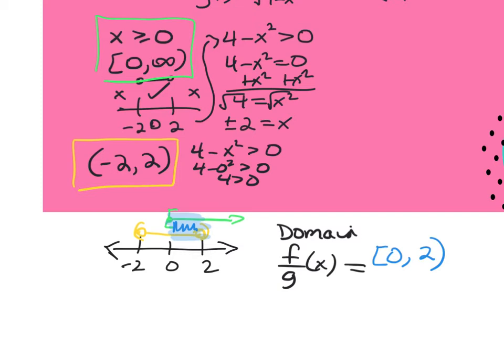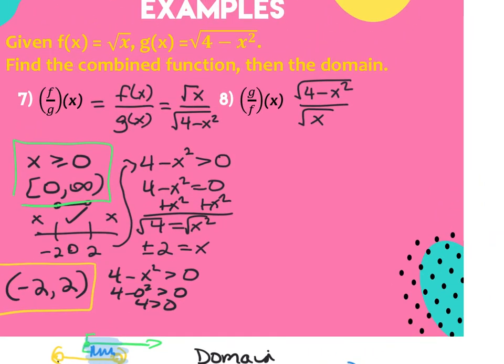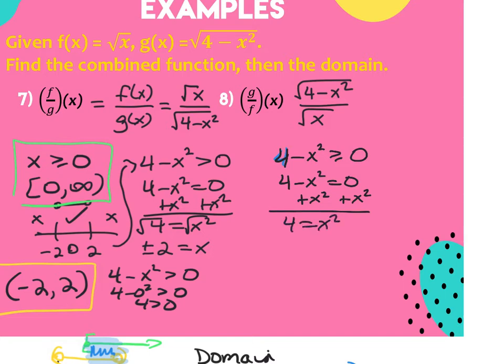Let's try the g of x, or the g of x divided by f of x. So number 8. We already combined it. So now let's go back. So the domain restrictions on the numerator, 4 minus x squared has to be greater than or equal to 0. Again, when it's quadratic, this is where we're doing the x check thing, because it's breaking it into intervals. Square root it, plus and minus 2.